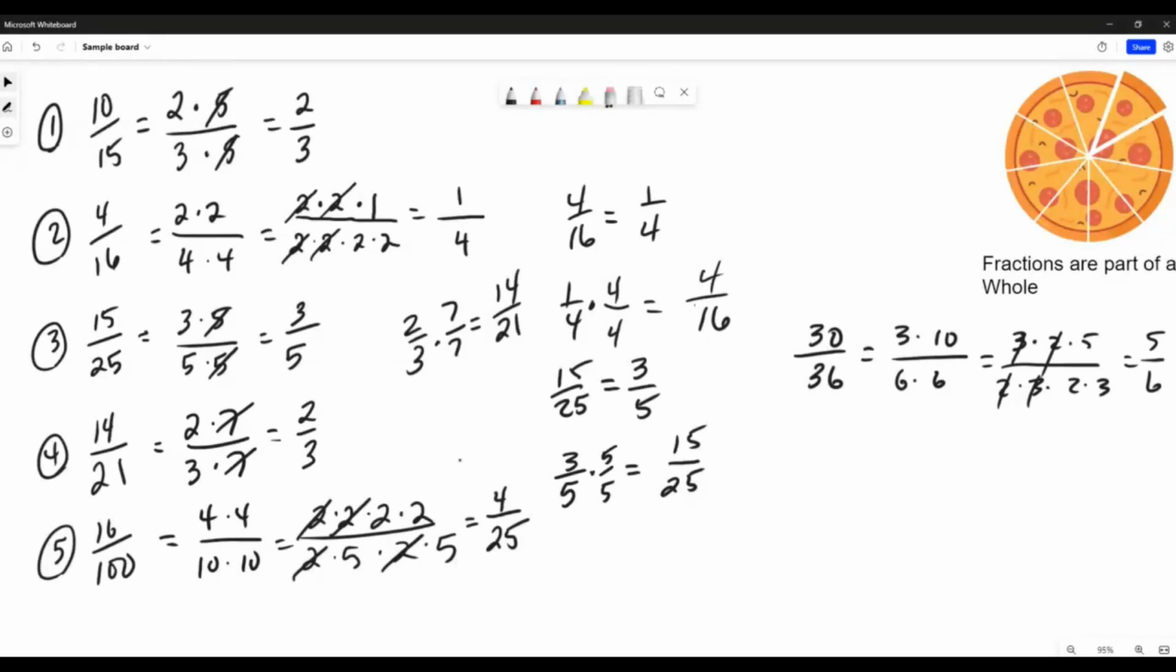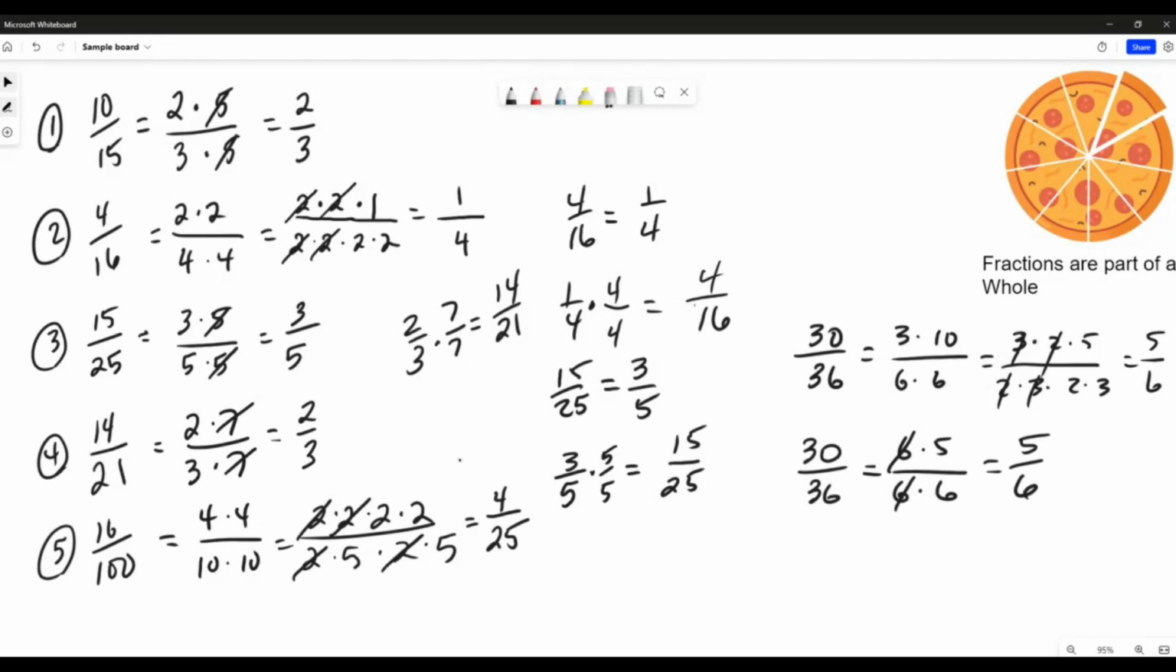But if I think ahead first and I realize, all right, I have 30 on the top and I have 36 on the bottom. Is there a number that will go into 30 that also goes into 36? Well, I know that 30 is 6 times 5. And I know that 36 is 6 times 6. 6 goes into 30, 6 goes into 36. I can now divide out those 6's and be left with 5 over 6. I got the same answer.